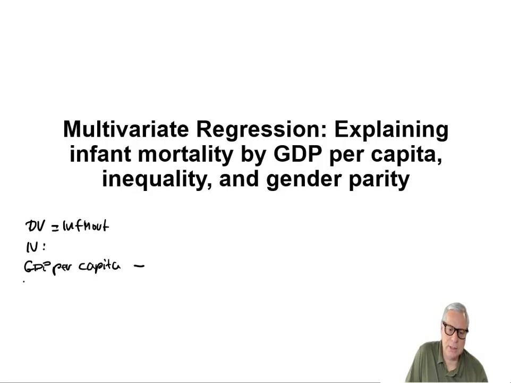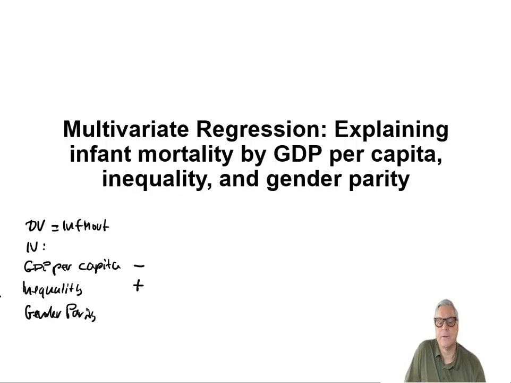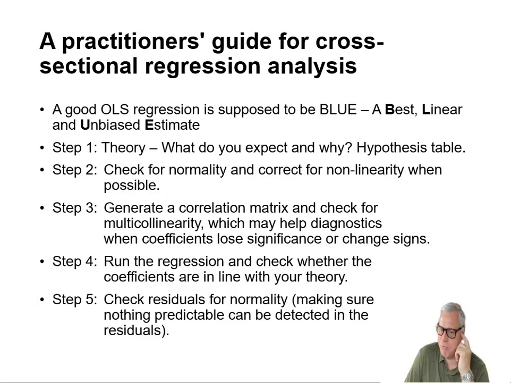About income inequality, if there is more inequality holding everything else constant, then I would argue that there's more poverty holding everything else constant. So I would think that inequality increases infant mortality, again holding everything else constant. What about gender parity? The more women are empowered, I think the better it is for the children, and greater gender parity should reduce infant mortality. So that would be like a snapshot of the theories. This is what I would expect. And that is what we do in step one.